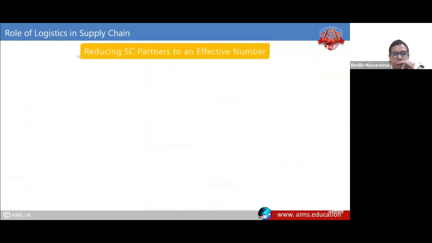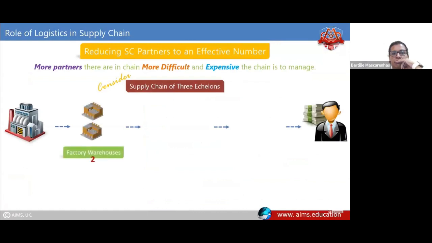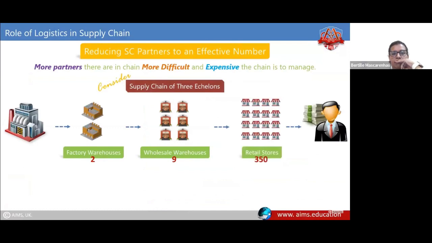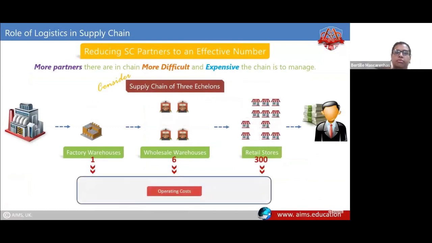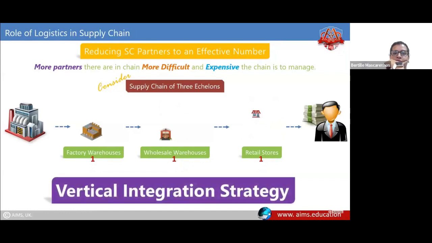Reducing supply chain partners to an effective number. The more partners there are in the chain, the more difficult and expensive the chain is to manage. Consider a supply chain of 3 echelons between factory and customers, 2 factory warehouses, 9 wholesale warehouses, and 350 retail stores. Reducing the number of partners reduces operating costs, cycle time, and inventory holding costs. When considering reducing the logistics partners, look for an entire echelon, such as all the wholesale warehouses or factory warehouses. But if you eliminate all partners, you would be back to the vertical integration strategy.